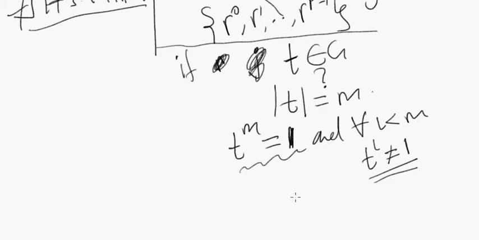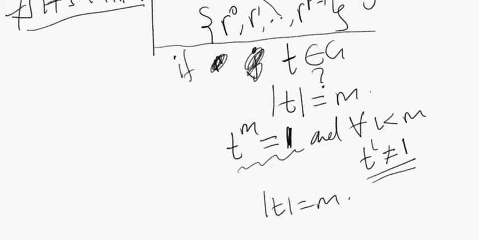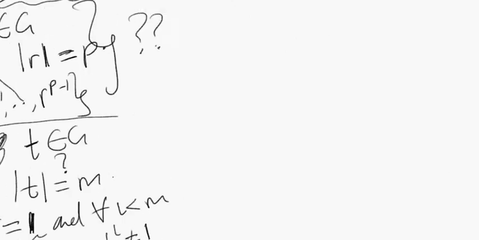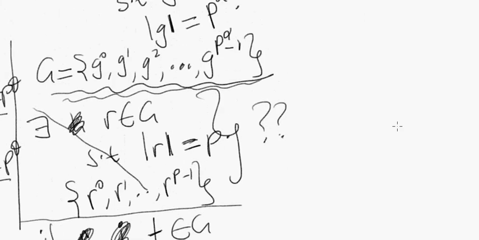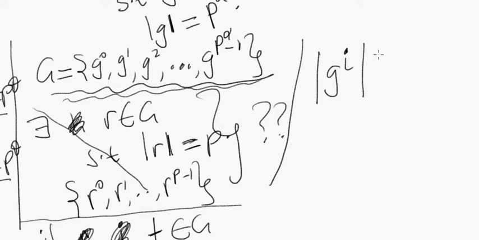Would it be enough for us to now conclude that indeed the order of t equals m? If this strategy is valid, how can we apply it to our problem? So what we need is some element of G. What form do the elements of G take? Can we say that the elements of G take the form g to the i, where i is some natural number? What would it mean for an element of the form g to the i to have order p?